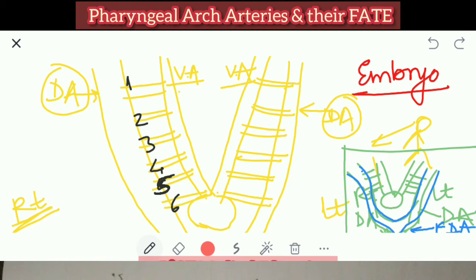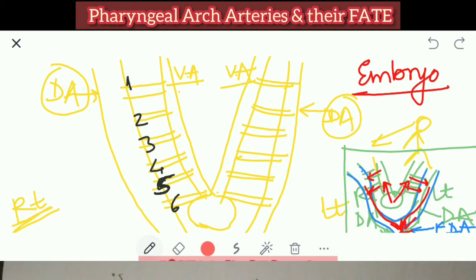This blood is pumped out into the ventral aorta. It passes from these pharyngeal arch arteries into the dorsal aorta, and then from the right and left dorsal aorta, it goes into the fused dorsal aorta, and this way the circulation is happening in the embryo rather than in the fetus, you can say. Fetal circulation is another topic. Embryonically this is like this.